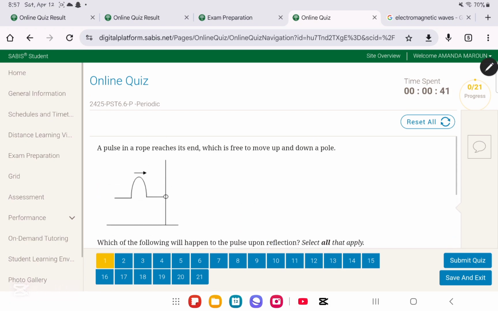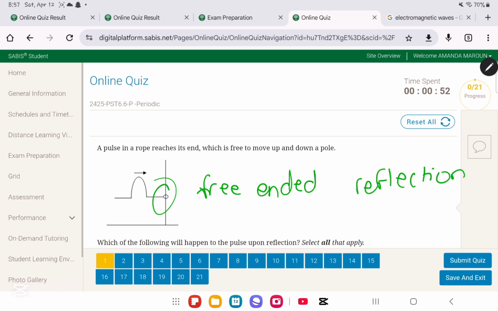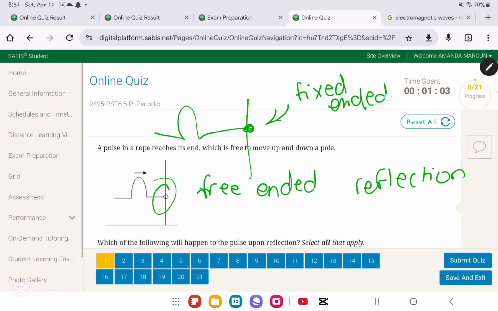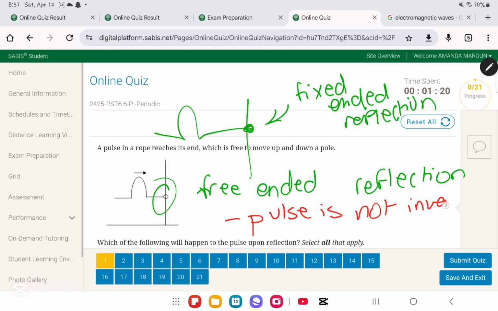So by looking over here, you can see that it is a free-ended reflection. Okay, what's going to happen is that it's going to be a free-ended reflection. However, if it was like this, let us say, then this is a fixed-ended reflection. Okay, so some characteristics you need to know about the free-ended reflection is that the pulse remains upright. So the pulse is not inverted.